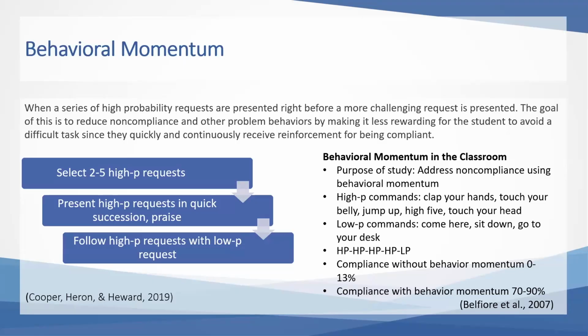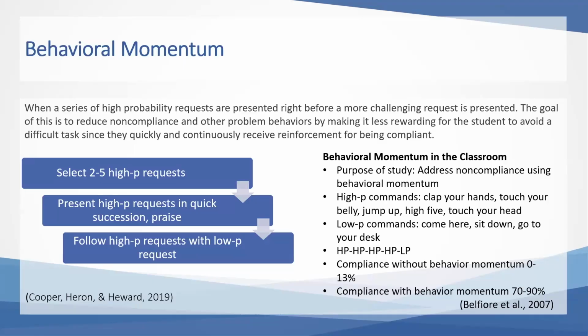First, we choose about 2 to 5 simple tasks that the student can already do and typically complies with, things like clap your hands or give me a high five. And then we present those high probability requests quickly, one after the other, and provide praise after each correct response. And then right after that, we present the more challenging low probability request, like sit down or go to your desk. There's actually strong research supporting this.